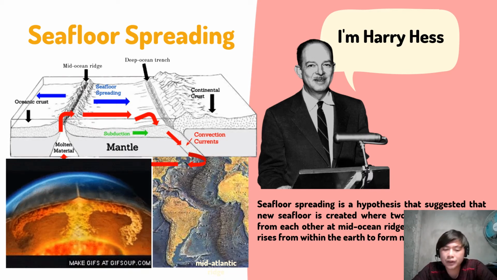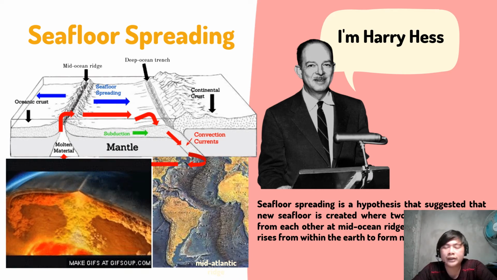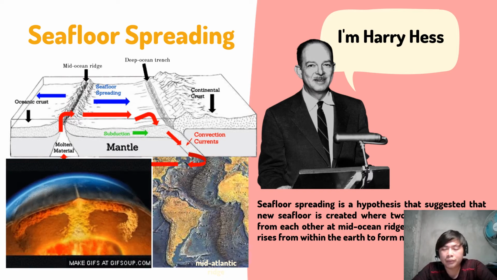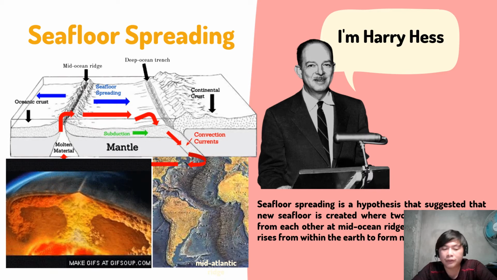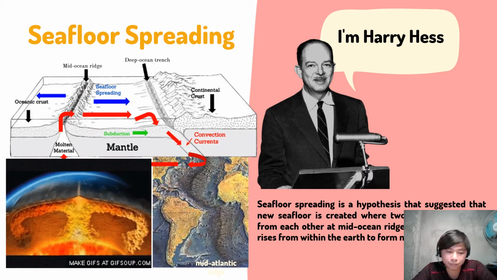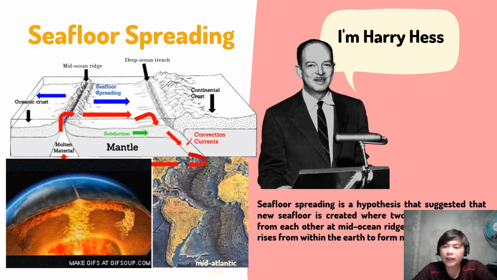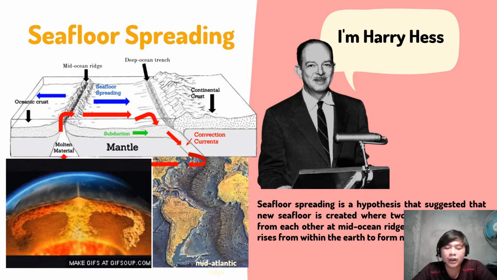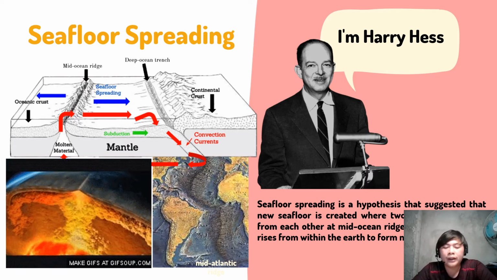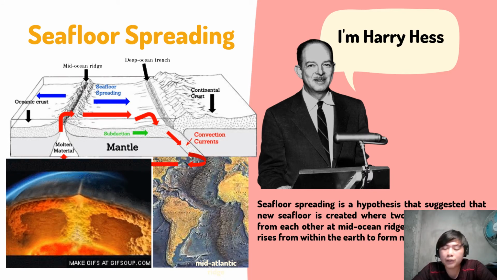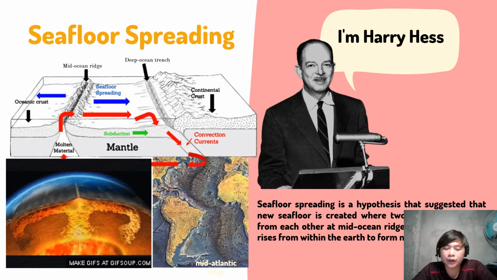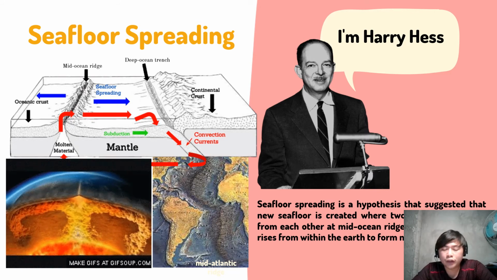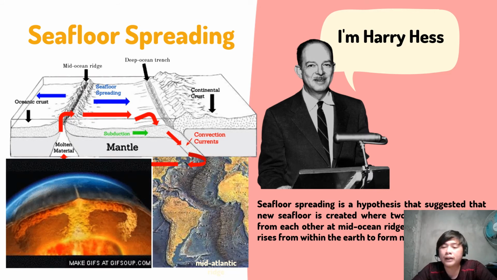Seafloor spreading is a hypothesis that was thought of during the early 1960s that suggested that new seafloor is created where two plates move away from each other at mid-ocean ridges and molten basalt rises from within the earth to form new seafloor. It was Harry Hess who advanced the theory of seafloor spreading. Hess proposed that the seafloor separates at mid-ocean ridges where new crust forms by upwelling magma. The newly formed oceanic crust moves laterally away from the ridge with a motion like that of a conveyor belt. Old oceanic crust is dragged down at the trenches and reincorporated back into the mantle.